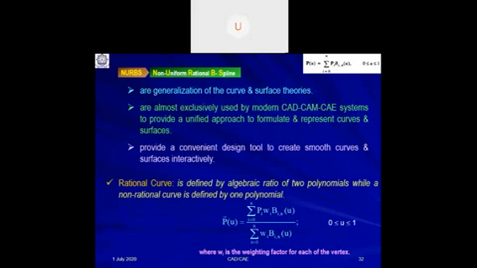There is another concept called NURBS. Most of the CAD tools now use this generalized concept of NURBS. NURBS means non-uniform rational B-spline. It is the generalization of all curve and surface theories, and it is almost exclusively used by modern CAD/CAM systems to provide a unified approach to formulate and represent curves and surfaces. This is basically an algebraic ratio of two polynomials, while a non-rational curve is defined by one polynomial, as has been shown here.